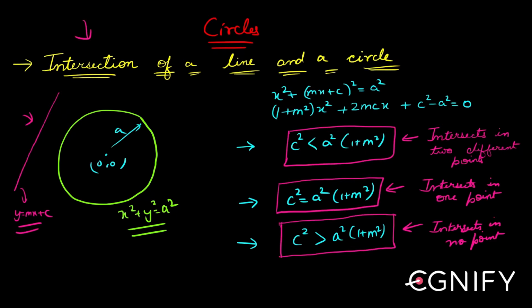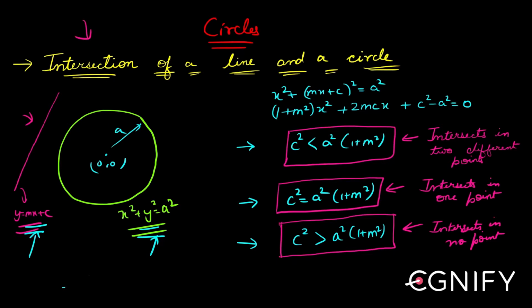Now, if this and this are intersecting, then they must have a common xy, right? That is what you mean by intersecting. What do we do? We actually solve them to get the common xy, which will satisfy both of them. Likewise, here also we should have a common xy which will satisfy both this line and the circle.